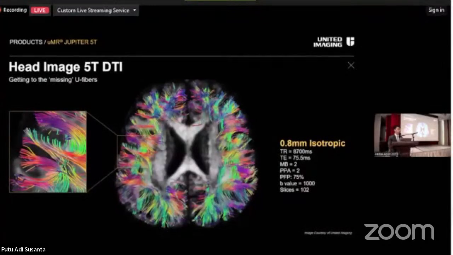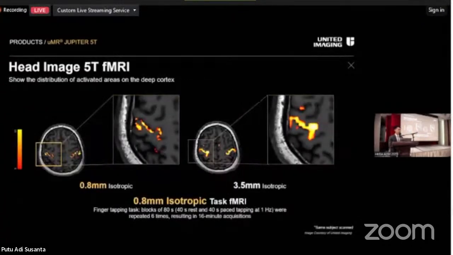So here we have an example of extremely high resolution, which is 0.8 isotropic, enabled by our multiband, or simultaneous multi-slice, factor of two. With this, if we reconstruct the white matter tracts, or what we generally call tractography, we can come up with these U-shaped cortical fibers, which are generally difficult to find at a lower field strength or a lower resolution. The same can be said for functional fMRI.